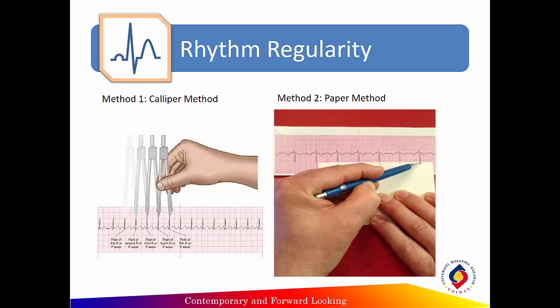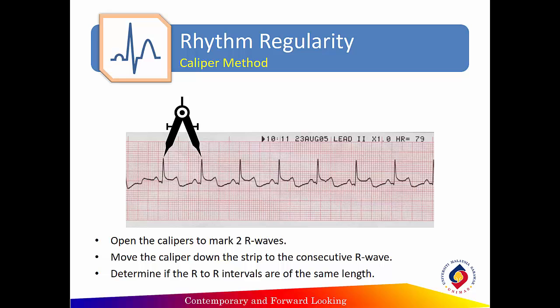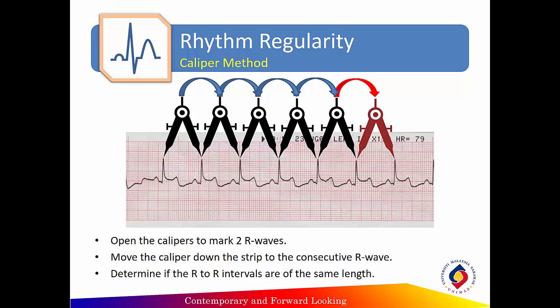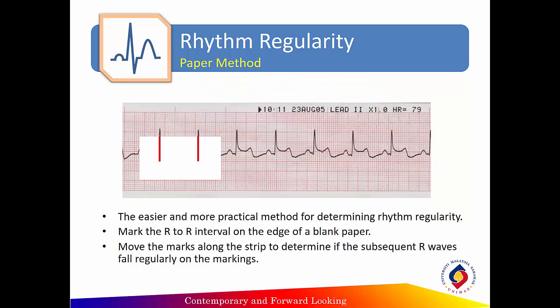To determine rhythm regularity, you can use either the caliper method or the paper method. To use the caliper method, open the calipers to mark 2 R waves. You would then move the calipers down the strip to the consecutive R wave. At every point, you should determine if the R to R intervals are of the same length as the previous. If they are across the strip, then this rhythm is regular.